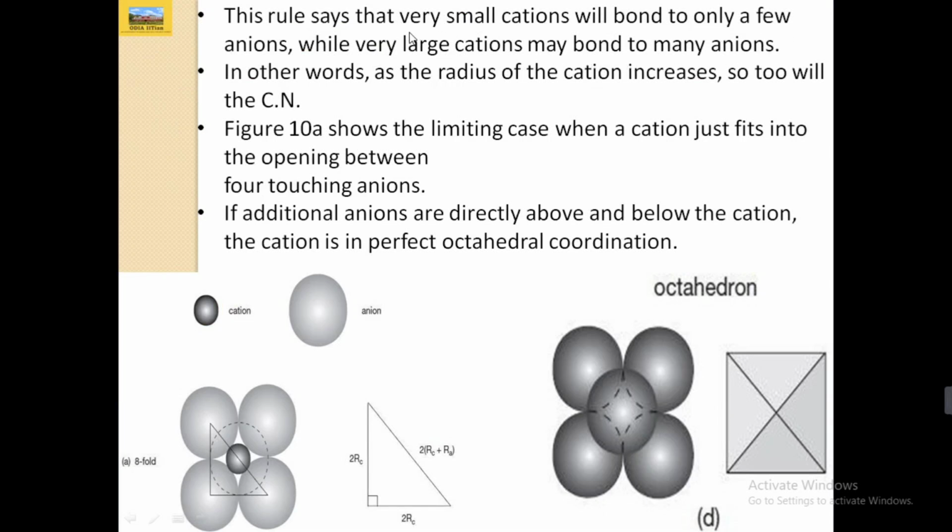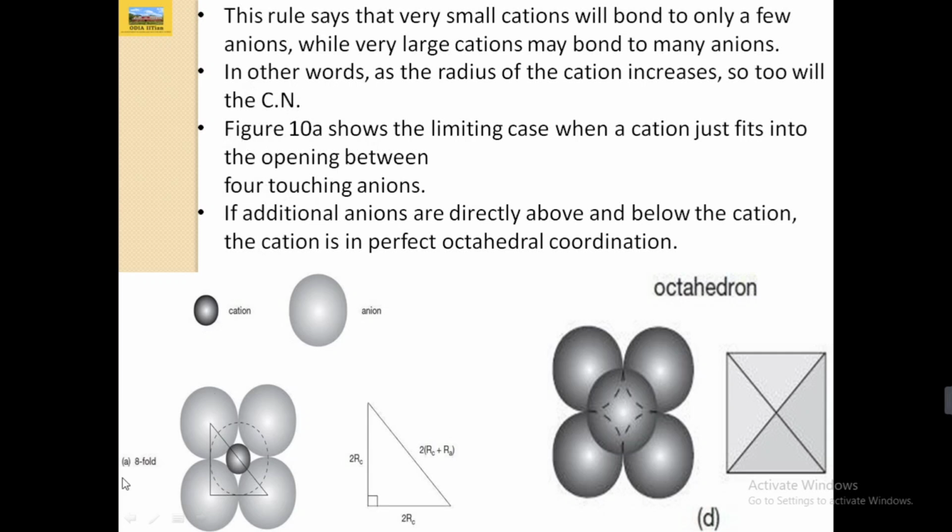Here you can see that if the size of the cation is very small, then it only bonds with a very few number of anions. If we increase the size of the cation, then it may increase the number of anions. Similarly, in other words, as the radius of the cation increases, the coordination number also increases. Coordination number represents the number of anions connected with a cation.